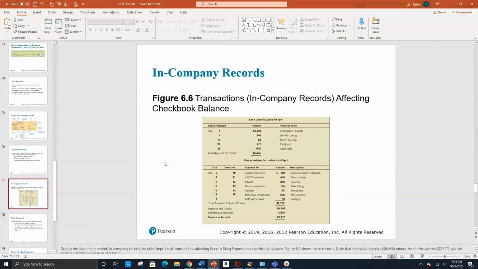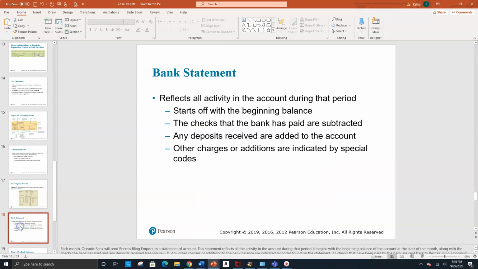Company records. Here are the deposits made and the checks written. So you've got to have accountability in your checkbook and have a listing of those.